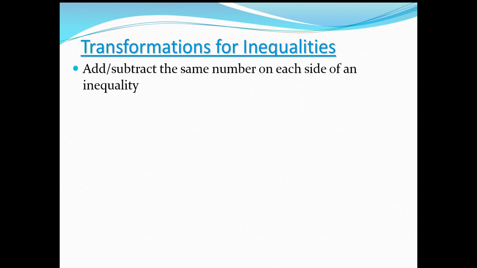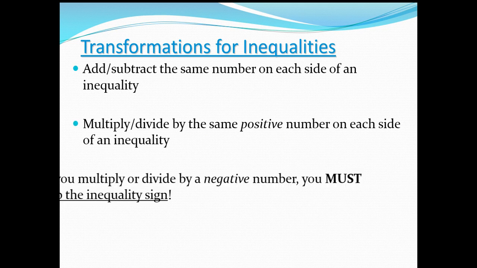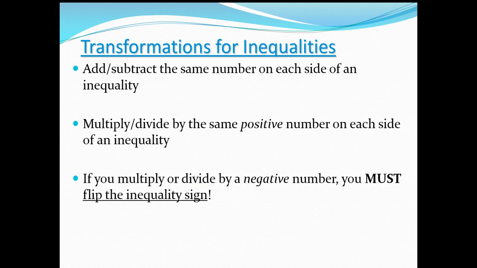Transformation of inequalities. How we add, how we subtract the same numbers on each side of an inequality. And then how to multiply and divide. Those are all the objectives that we need to see in this chapter. How to multiply and divide by the same positive number on each side. And if you multiply or divide by a negative number, you must flip the inequality sign. This is the most important part. That's why we were not doing it in the equation when it was equal.